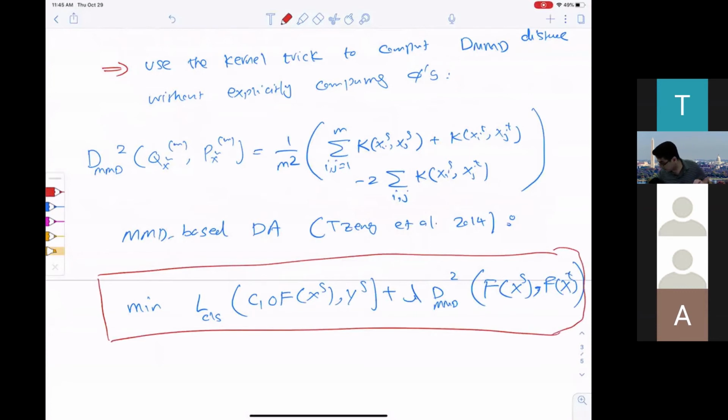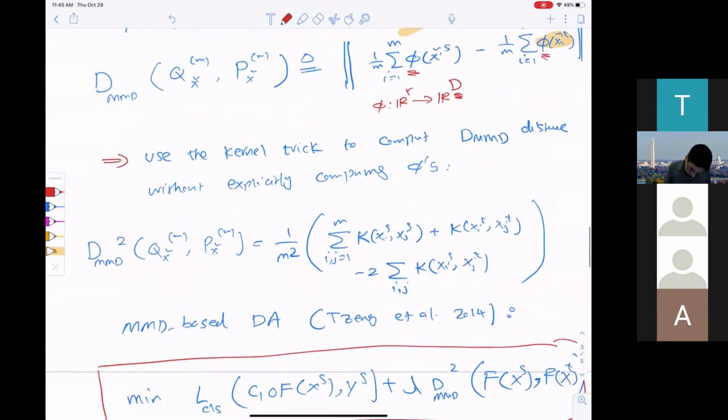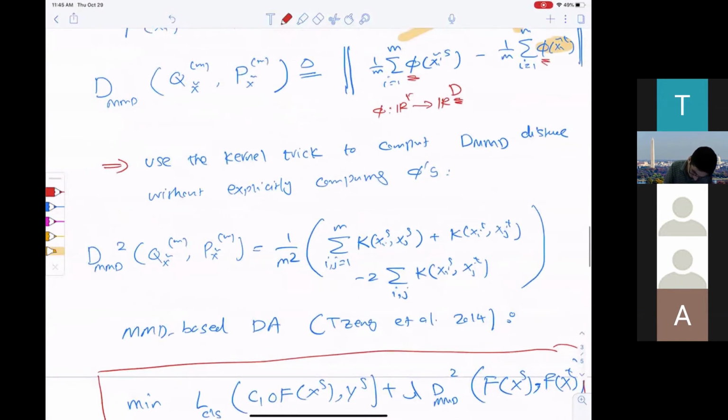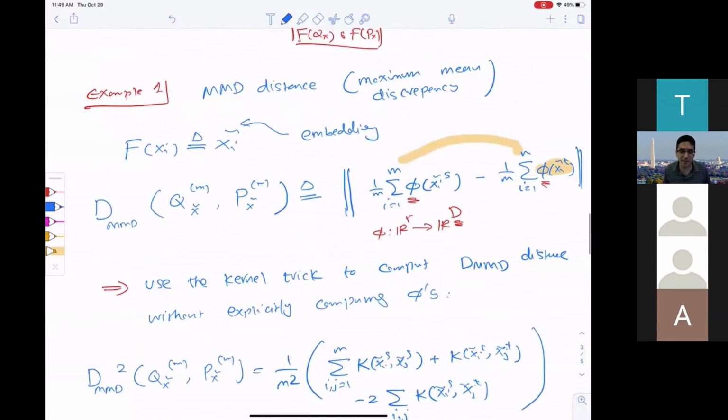Okay, let me pause and see if there are any questions. There's a question: those are all X tildes, right? Yes, you're right, because I'm defining my distance in the embedding space. Any other questions?